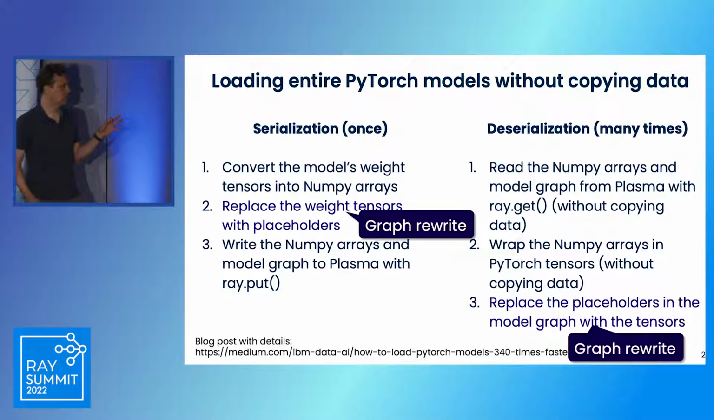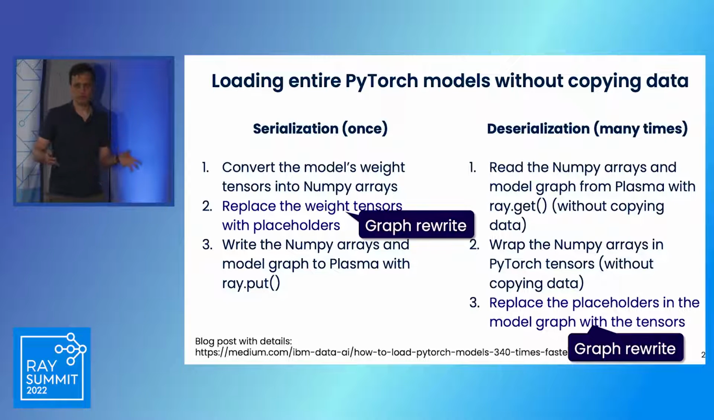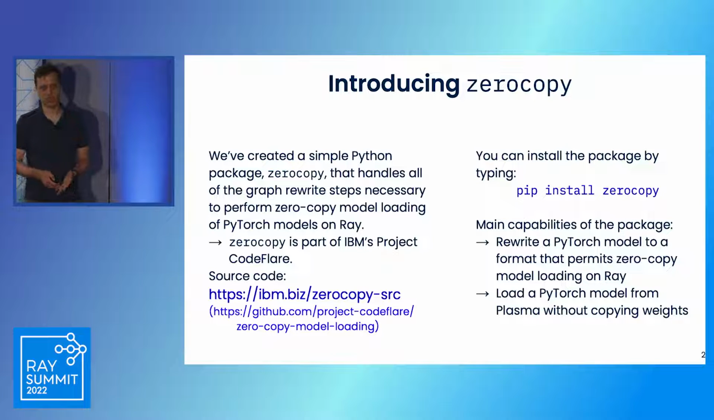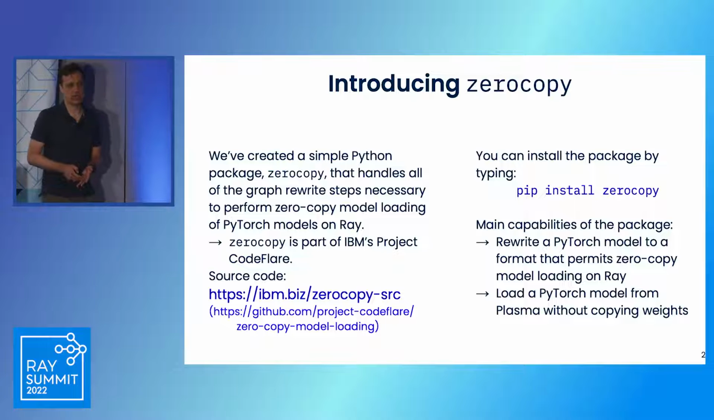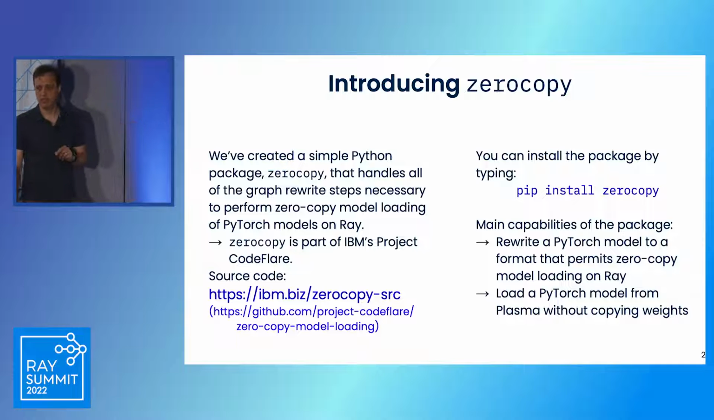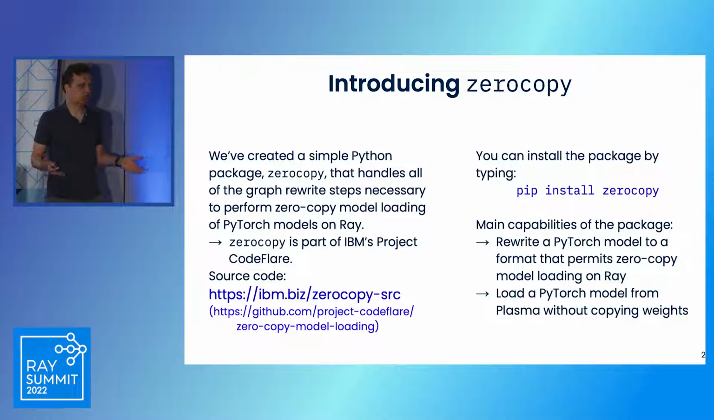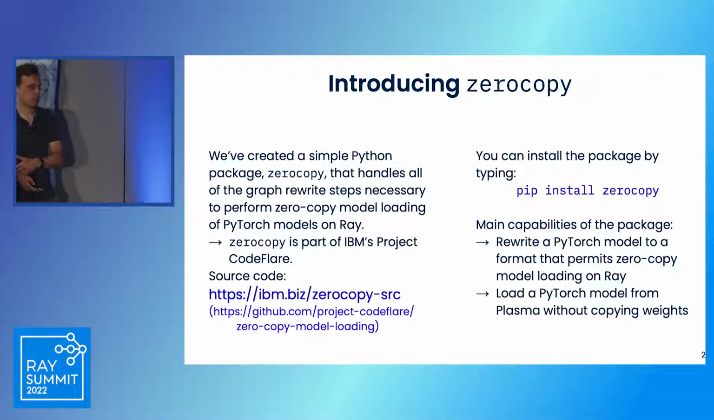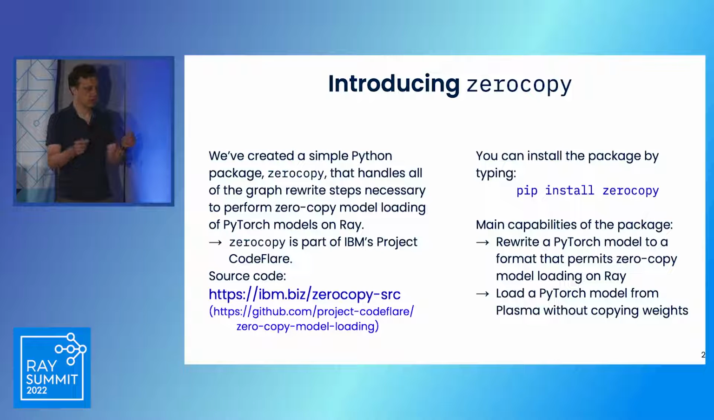Now, of course, one of these steps in either case is a graph rewrite, and that can get a little hairy to implement. But fortunately, we have implemented that for you. We have published a small open source library, which is called zerocopy. You can get this library off of PyPI by doing a pip install, or you can get the source code. The link is at the lower left. This library's primary functionality is to implement those 2 rewrites that enable zero-copy loading of PyTorch models from Ray's Plasma object store: the one that converts the model into NumPy arrays and the skeleton of the graph, and the one that puts it back together again after loading from Plasma.